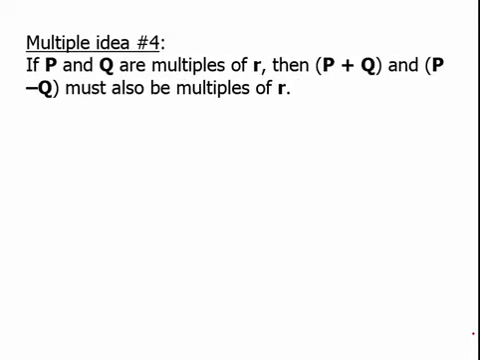Idea number 4. If P and Q are multiples of R, then we could also subtract multiples of R and get more multiples of R.